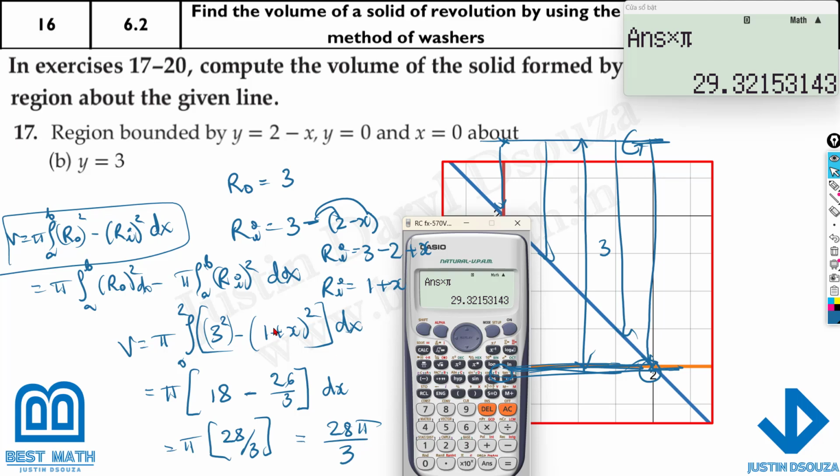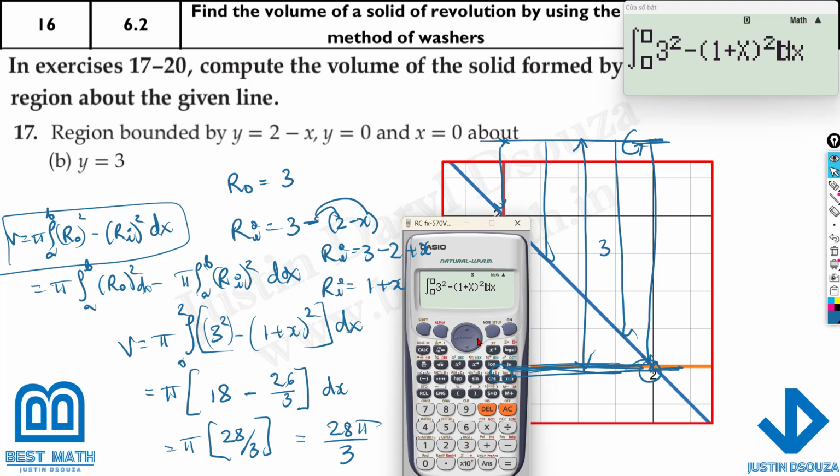Okay. So now I'll just show you why it's useful to do separate terms. Not always, but sometimes. If I do this together, let me show you. It's 3 squared minus, close the bracket, 1 plus x squared. And the limits are from 0 to 2. And there is a pi, right? Over here, pi multiplied by.